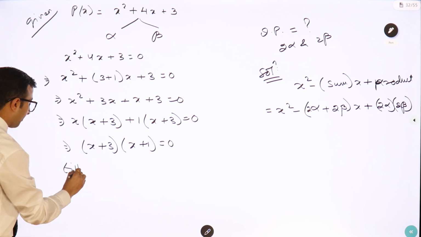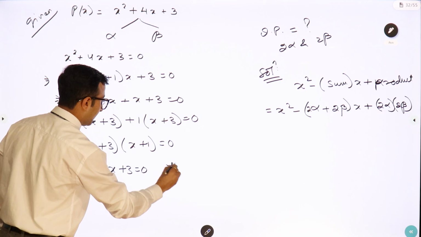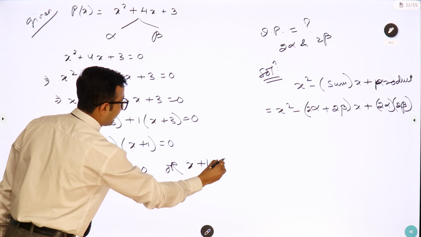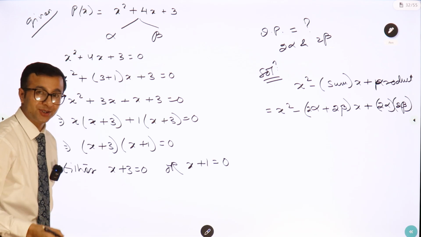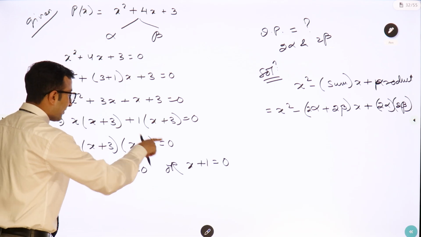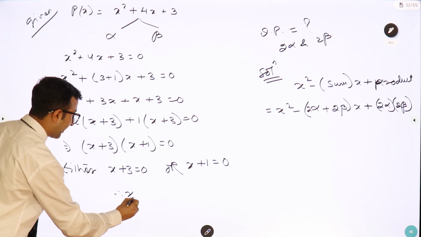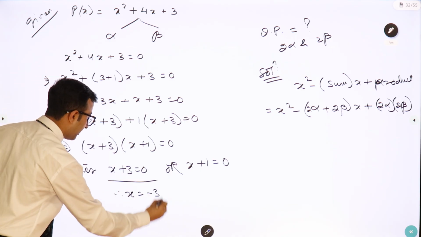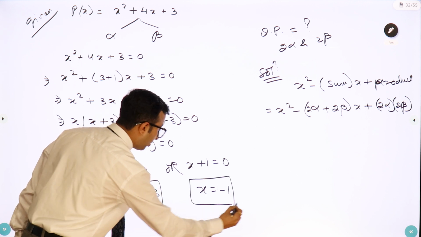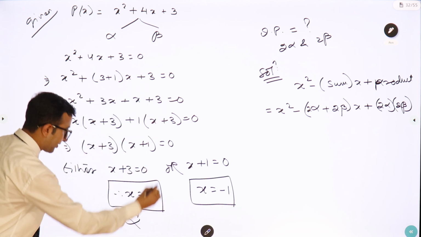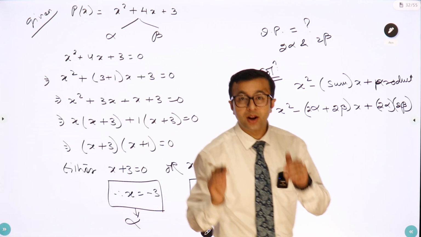If you do the either-or part, here you know why we are using this, because the product of any two numbers is 0 only if one of the numbers is 0, or both are 0. So here you can see that the value of x is minus 3, and from here the value of x is minus 1. So we can take this as alpha and this as beta. So we have the values of alpha and beta.